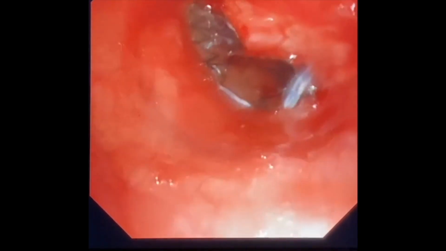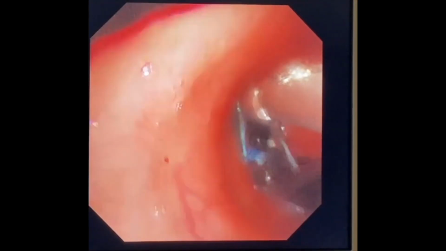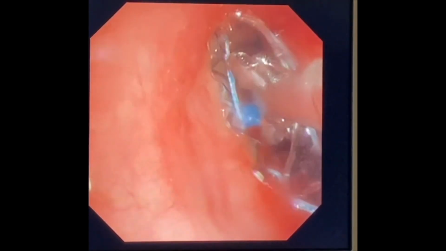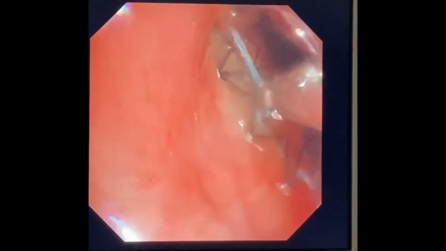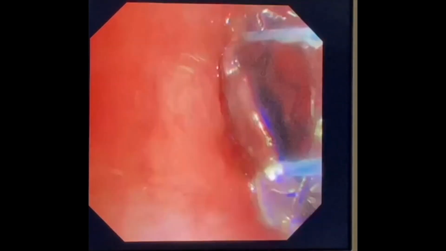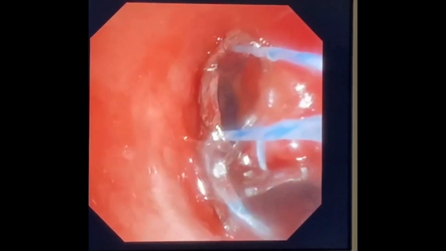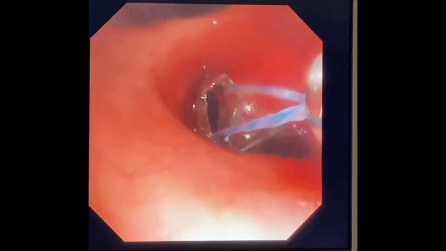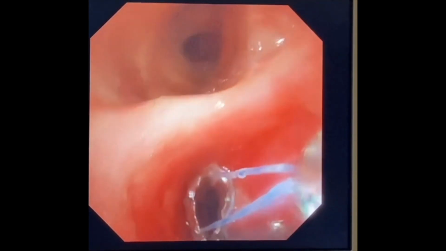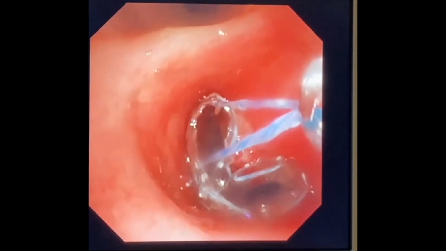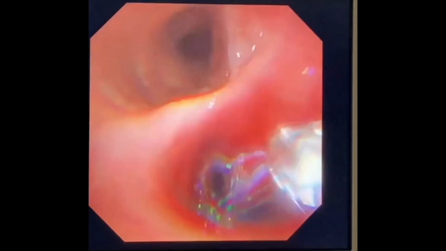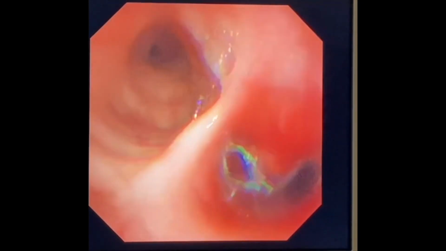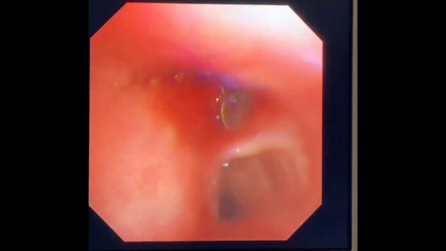In this case, you can see the proximal end of the stent is a little bit distal, and so we use some forceps to grab a purse string that causes the stent to constrict, and we can make small adjustments by pulling it proximally until we are satisfied that it's in an appropriate position.